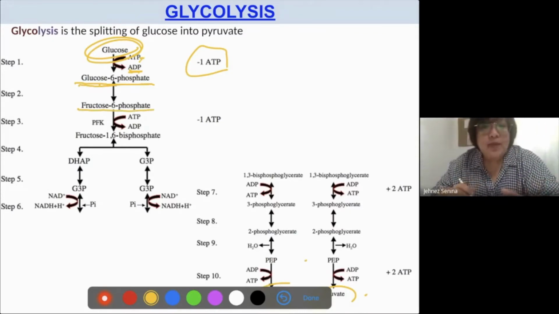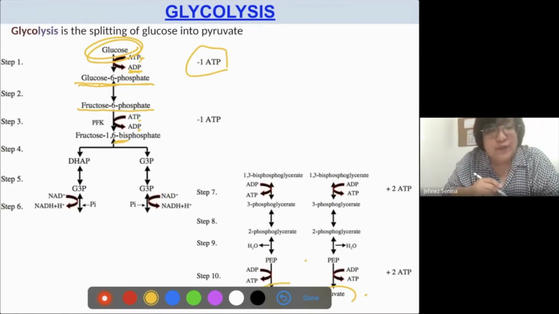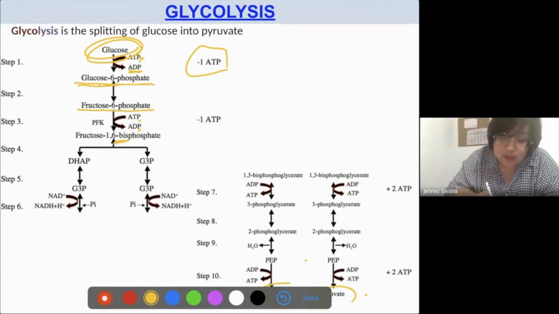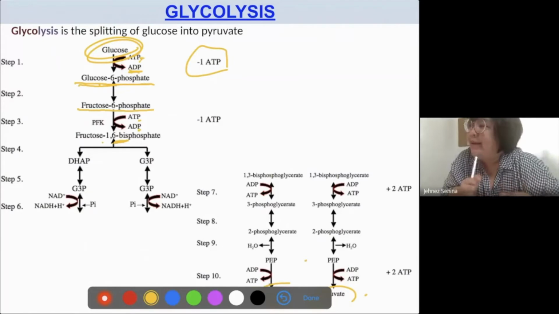Okay, next. Fructose 6-phosphate will again undergo substrate level phosphorylation. Look at this. ATP is used and converted into ADP. Where did the phosphate go? To the molecule. That's why now the name is fructose 1,6-biphosphate. Look, there's 2 phosphates now in your glucose. Got it?